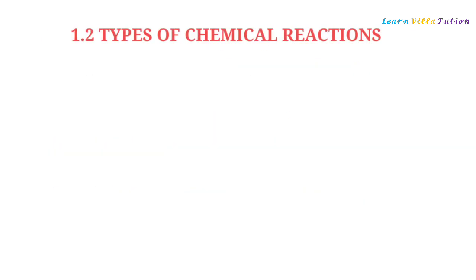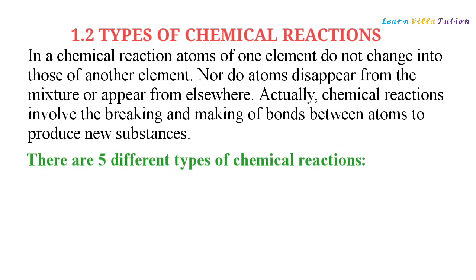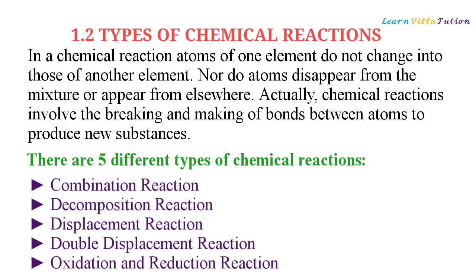Types of chemical reactions. In a chemical reaction, atoms of one element do not change into those of another element. Nor do atoms disappear from the mixture or appear from elsewhere. Actually, chemical reactions involve the breaking and making of bonds between atoms to produce new substances. There are 5 different types of chemical reactions: combination reaction, decomposition reaction, displacement reaction, double displacement reaction, and oxidation and reduction reaction.